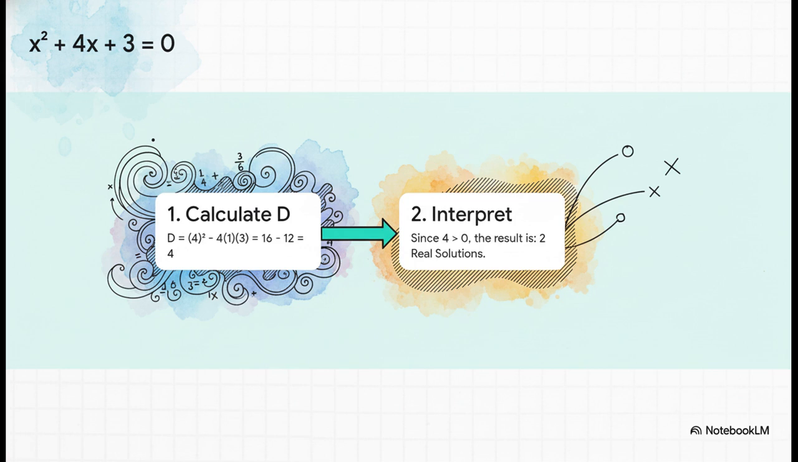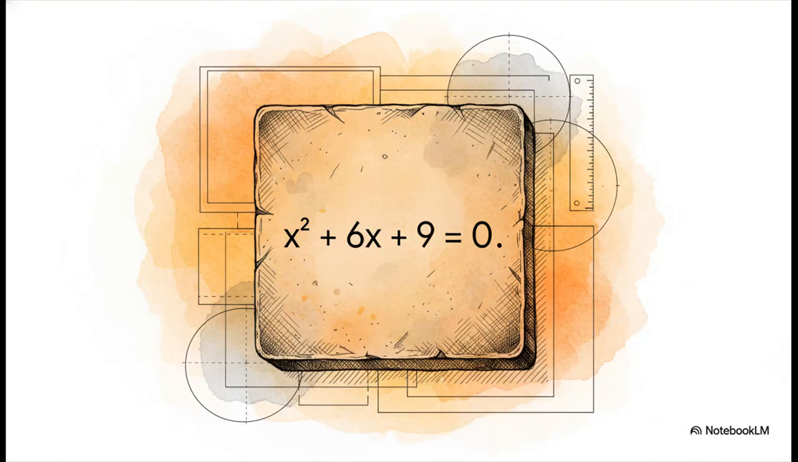The number 4 is positive. And that's it. That's all we need. We can instantly predict that this equation has 2 distinct real solutions. We didn't solve for x at all. Pretty cool, right? Okay, next one.